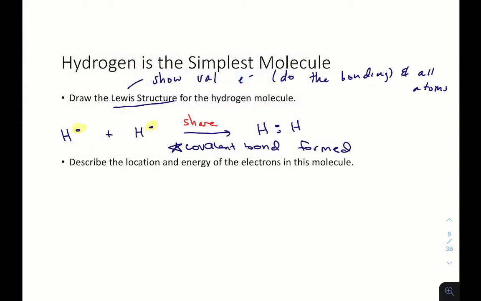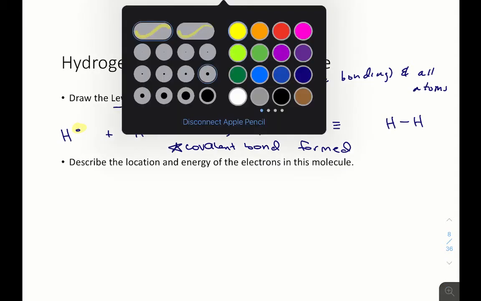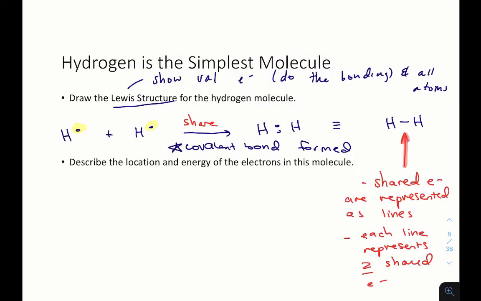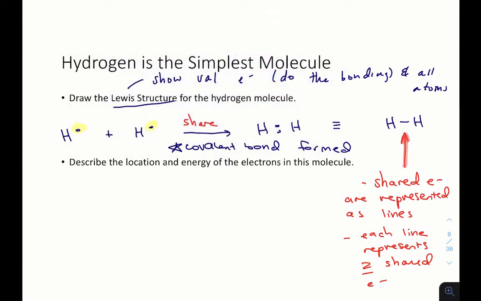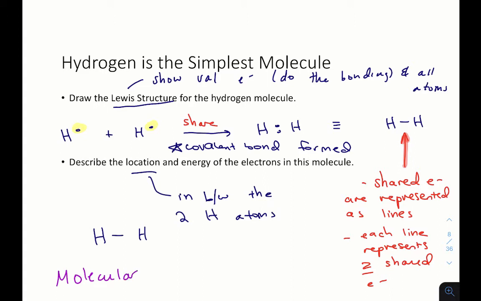Now we know that we will show shared electrons as lines. So how we will really draw the structure is like this, where the shared electrons are a line. We should recall that each line represents 2 shared electrons. Excellent. I've told you chemistry is all about the electrons. So can we describe the location and energy of the electrons in this molecule? Well, we can kind of describe the location, right? They're in between the 2 atoms. But what theory do we use to describe those electrons? Yes, we will use molecular orbital theory, and we'll discuss it more later.